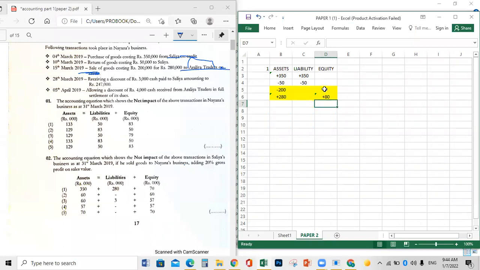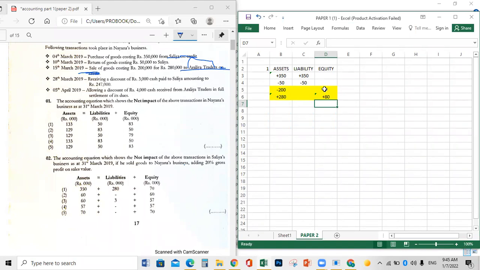Guys, please remember this, okay? Your income increases equity, profit increases equity, additional capital increases equity. Drawings reduce equity, expenses reduce equity, as well as net loss reduces equity. Don't ever forget that.